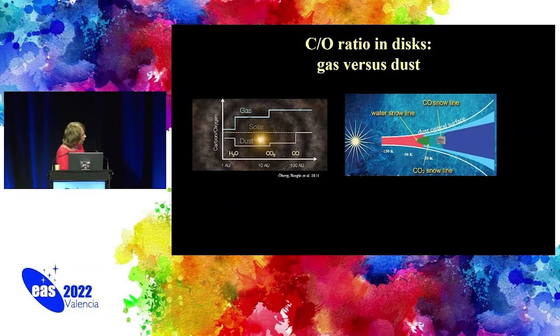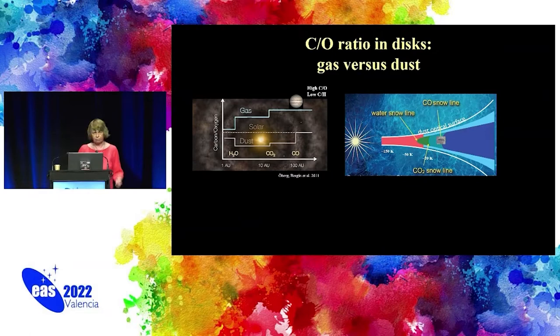So that means that if you have a giant planet that would actually be forming here in the outside and it would get most of its heavy elements from accretion of the gas, it should have a high C over O ratio and a low C over H ratio. And that would be a characteristic. Of course, if you form it much further in, then it would have a very different composition. Now, that's the simple picture.